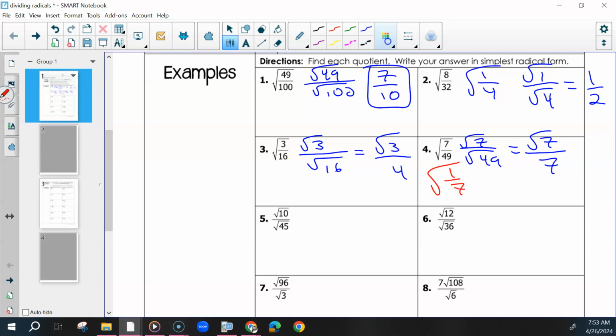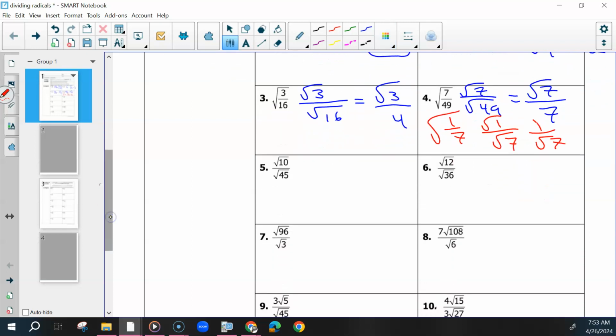And this is where rationalizing would come into play. So if I separate this, I'd have the square root of 1 over the square root of 7. I know the square root of 1 is just 1. But I can't leave the square root of 7 in the denominator. So what we do is multiply both the numerator and the denominator by the square root of 7. So that, I'm going to do this off to the side. This numerator becomes the square root of 7, the denominator becomes the square root of 49, and that just becomes 7.